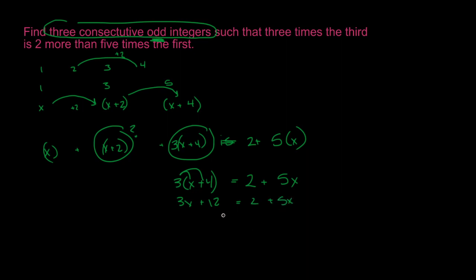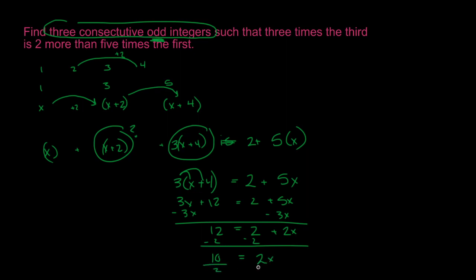Now we need to isolate the x. So I want this to stay positive. So I'm going to subtract 3x from both sides. So 12 equals 2 plus 2x. Now I'm going to subtract 2 from both sides. This will give me 10 equals 2x. Divide both sides by 2, and x equals 5. So the first number is 5, the second number is 7, and the third number is 9.